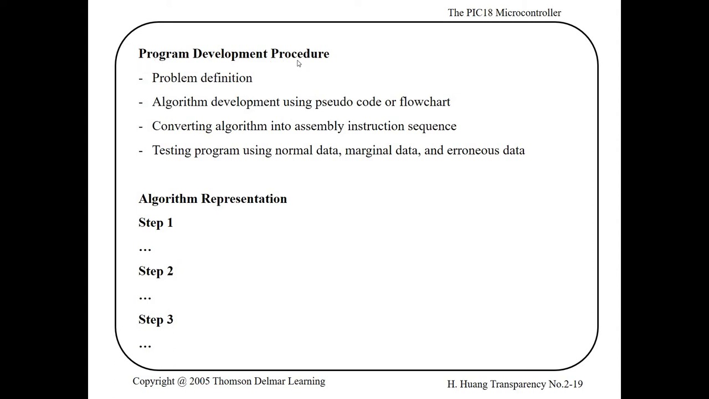So the next part is on the program development procedure, because in chapter 2 we are concerned about writing a program. In chapter 1, we all wrote instruction sequences. But the way we develop the program and the way we develop the instruction sequence is almost the same. So what are the steps?